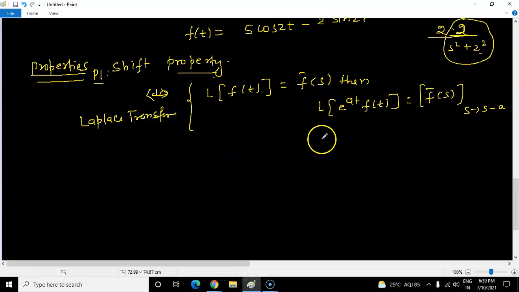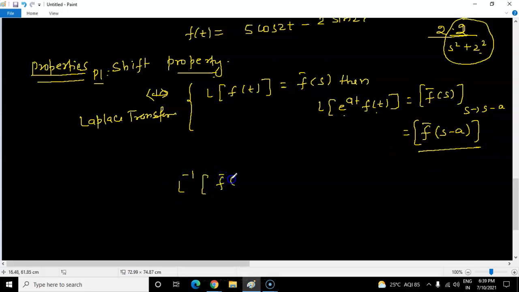Now here, if e to the power at into f of t is given, we can write Laplace of it as a bar of s with s replaced with s minus a. Now if Laplace inverse of a bar of s minus a is given, we can write here e to the power at into f of t. This is the Laplace inverse.